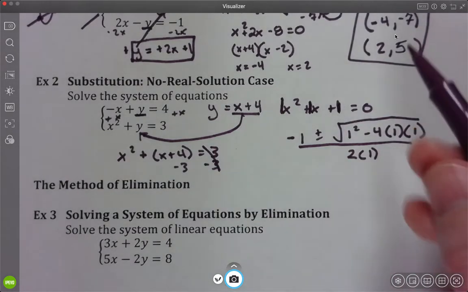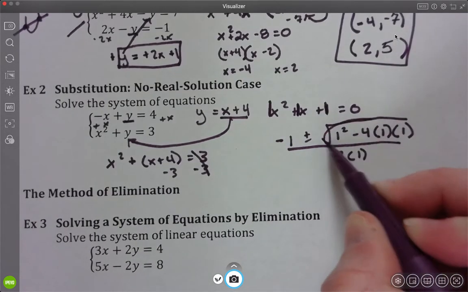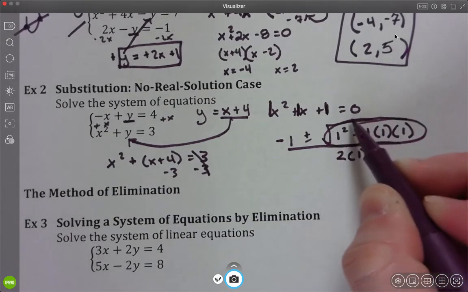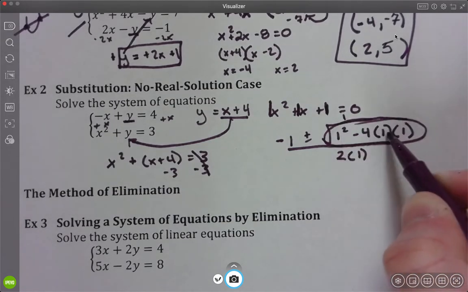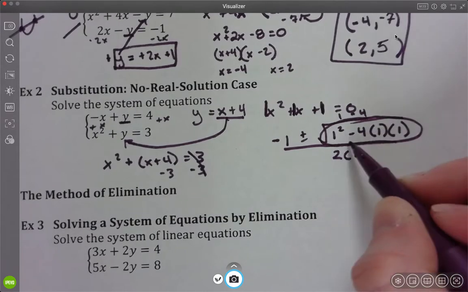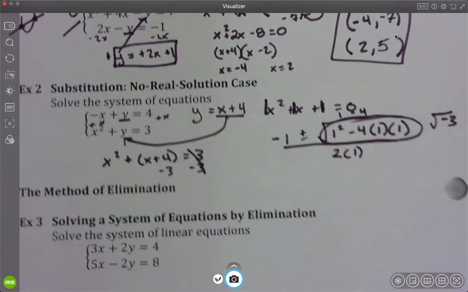Now what we notice here is this inside of here, 1 squared is 1. Minus 4 times 1 would be 1 minus 4. So I have a square root of a negative 3 here. Okay.